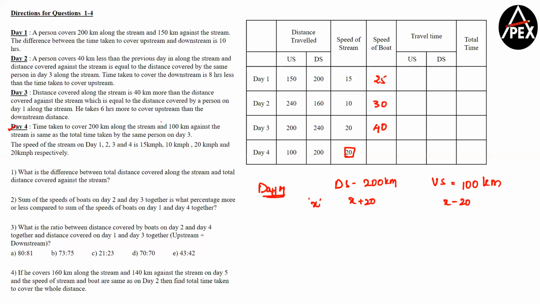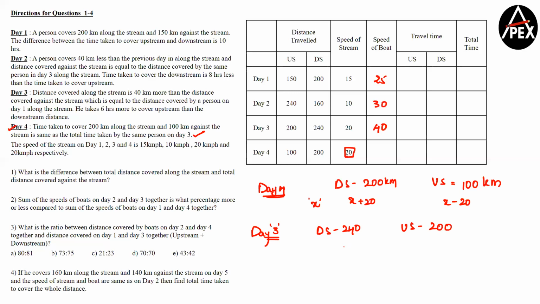It is given that the time taken to cover 200 kilometer along the stream and 100 kilometer against the stream is the same as the total time taken by the same person on day 3. So on day 3, we will calculate the total time taken. On day 3, they traveled 200 kilometer upstream and 240 downstream. Downstream it is 240 and upstream it is 200.